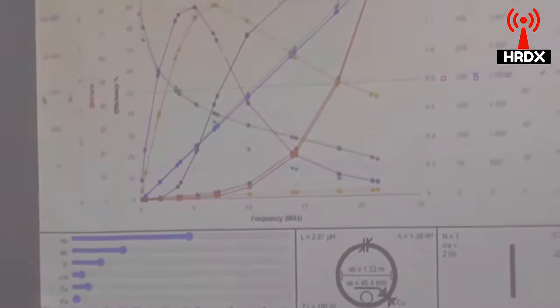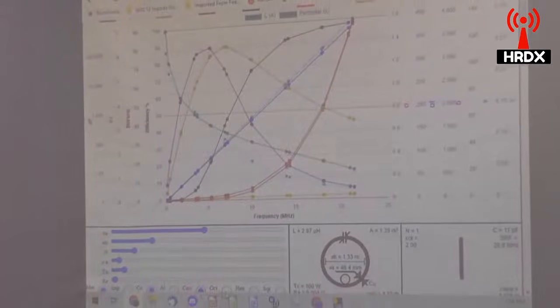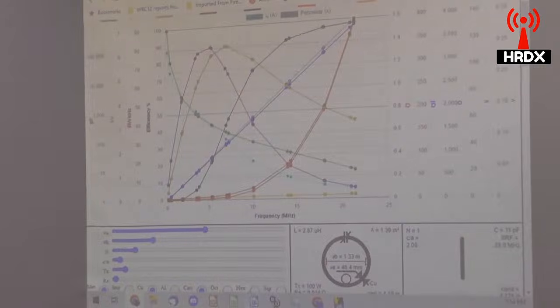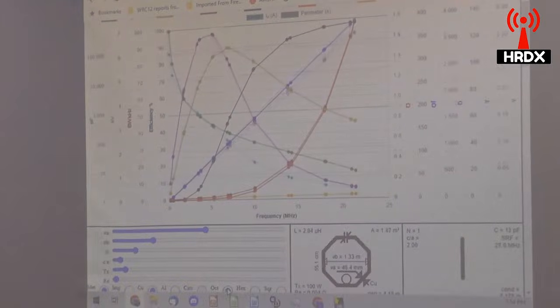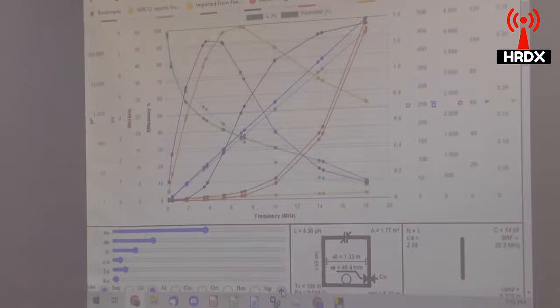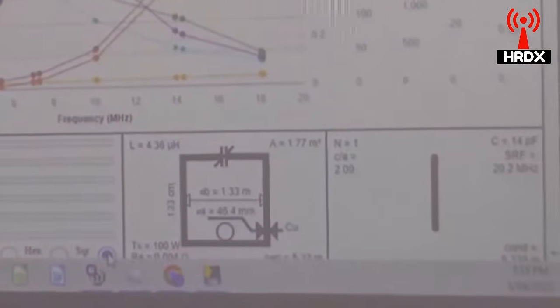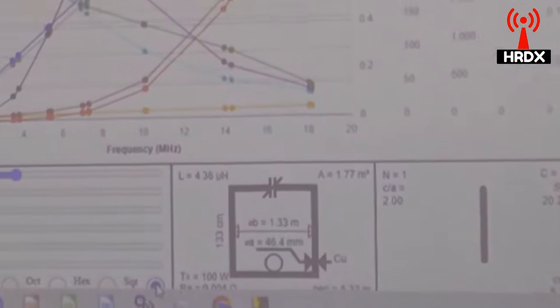The size of the loop. This is an interesting one: the form factor of the loop. So a circular loop versus an octagonal loop versus a hexagonal loop versus a square loop. Now, there's very little difference between ones that are sort of semicircular. But when you go to square, notice 15 meters dropped off for the same size loop. You actually have to change the size of the loop to get 15 meters back. So I thought that was an interesting little characteristic.